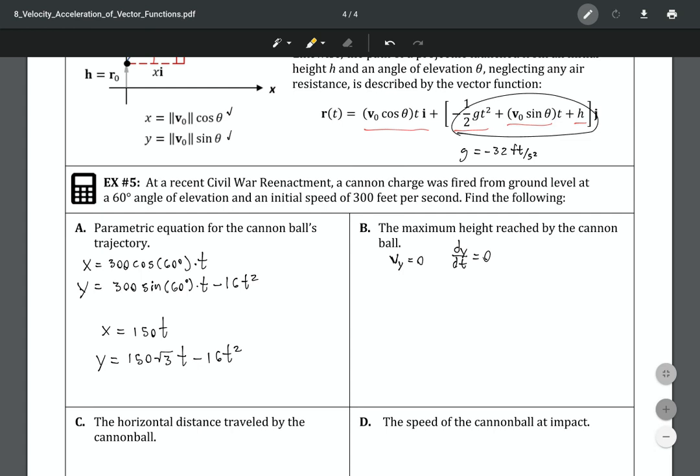Well, I guess first I have to do two things. I have to take the derivative of y. So I'm going to take the derivative of this right here. So it's just 150 square root of 3 minus the derivative of negative 16t squared, which would be negative 32t. And now I'm going to set the velocity in the y direction equal to 0 and solve it.